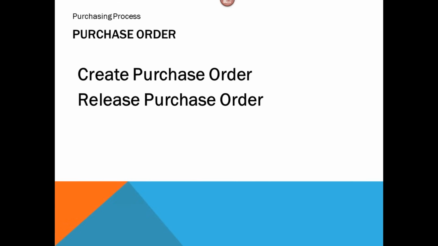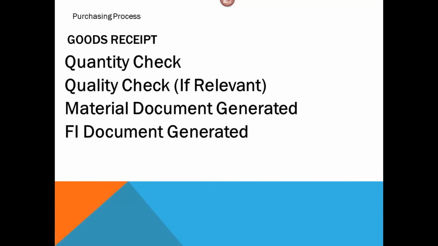Then purchase order. You have to create a purchase order. Then if you have a release strategy, then you have to release the purchase order and go for procurement. After purchase order, what will happen? Goods receipt, quantity check, quality check, then material document generated and FI document generated.